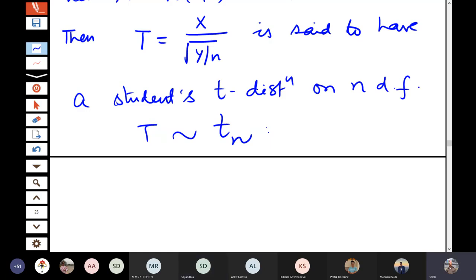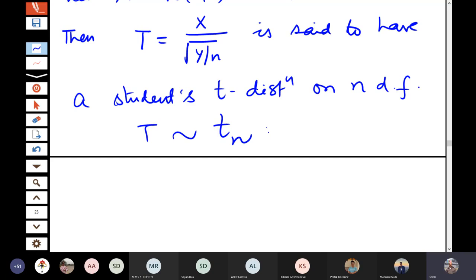So just a small comment about why we are calling it a student's t distribution, not a professor's t or parent's t. This is actually a pseudonym of the person who developed it. Actually, it was developed by W.S. Gossett in 1907. But he was working in a brewery, therefore he did not want to disclose his name. So he wrote under a pseudonym, that is a student. So that is why it came to be known as student's t distribution.